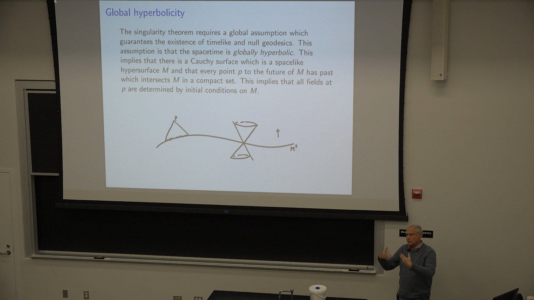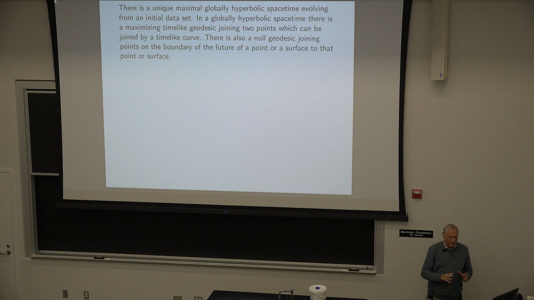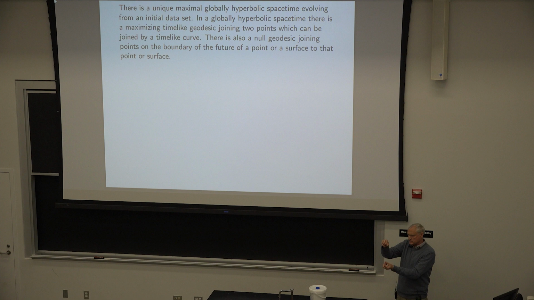Now, the nice thing about that from a geometric point of view is that global hyperbolicity allows us, a little bit like completeness in Riemannian geometry, to take, for example, two points for which there's a time-like curve and construct a maximizing time-like curve, a geodesic between them. Or similarly, if we take the future of a point or a surface, and we look at a point on the boundary of it, we can construct a null geodesic from that point to the original point. That null geodesic is necessarily free of focal points because, remember, we said that if you're beyond a focal point, you lie in the interior. You're not on the boundary. So that's a crucial thing.